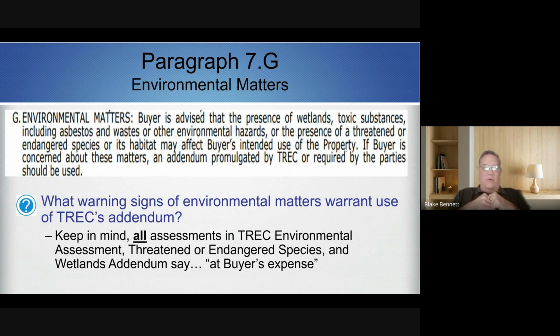7G, environmental warnings. What environmental hazards have you seen? Keep in mind, all assessments in the TREC environmental assessments, threatened and endangered species and wetlands addendum are at the buyer's expense. Buyer is advised that the presence of wetlands, toxic substances, including asbestos and wastes or other environmental hazards, or the presence of threatened or endangered species or its habitat may affect buyer's intended use of the property. If buyer is concerned about these matters, an addendum promulgated by TREC or required by the parties should be used. It's at the buyer's expense.